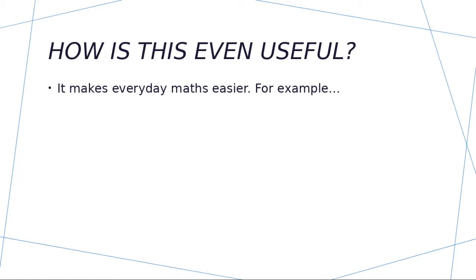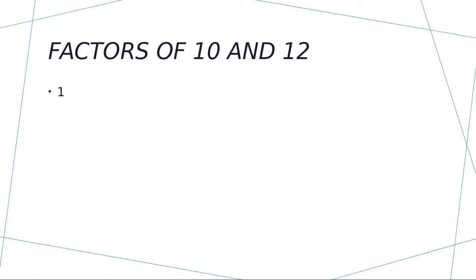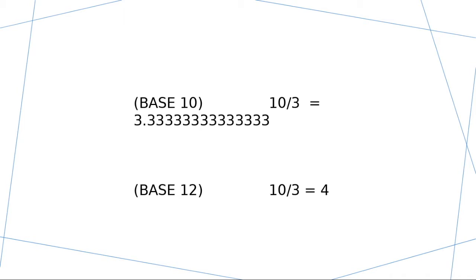So let's list out the factors of 10 first. We have 1, 2, 5, and 10. So the factors of 12 are 1, 2, 3, 4, 6, and 12. 12 having many more factors makes everything so much easier. For example, in decimal, when we divide 10 by 3, we get a horrible number, which is 3.3 recurring. But in base 12, when we divide do by 3, we get 4, which just looks so much cleaner.